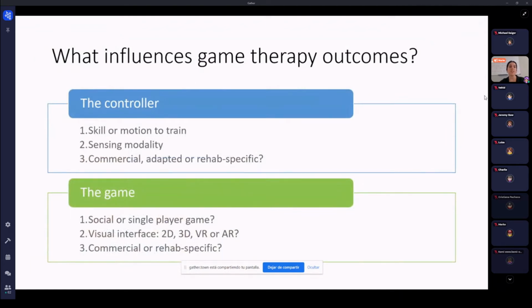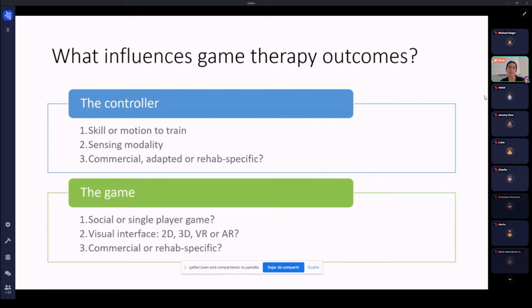So when you design a system for motor rehabilitation that relies on games, there are two main things that you should be considering. So the first one is the controller, and the second is the game itself. So regarding the controller, you would have to choose what kind of skill or motion you want to be training, and you need to choose a controller that is able to actually capture that kind of motion, which will be influenced by the sensing modality. There are some already commercially available controllers, so you might be able to use one of those. Otherwise, you might have to adapt them or to design your own.